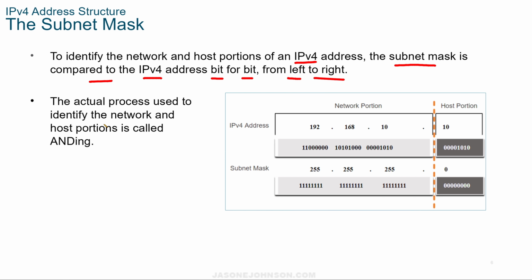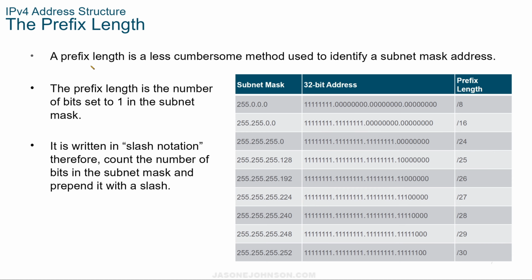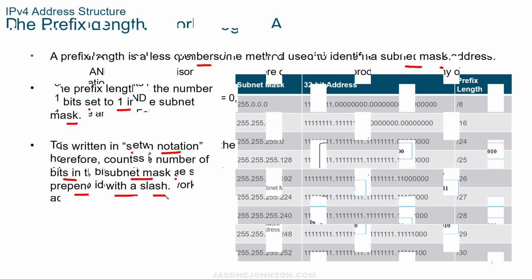The actual process used to identify the network and host portion is called ANDing, A-N-D-I-N-G. A prefix length is a less cumbersome method used to identify a subnet mask address. The prefix length is the number of bits set to 1 in the subnet mask. It is written in slash notation. Therefore, we can count the number of bits in the subnet mask and prepend it with a slash.